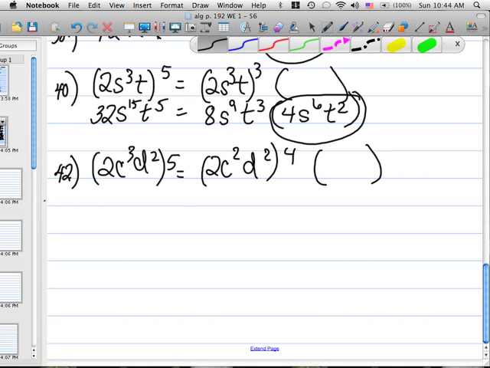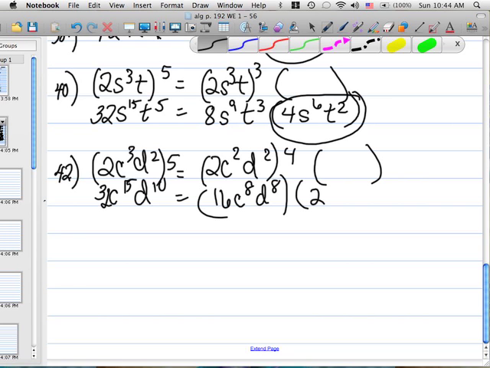First, take everything to the fifth power, so that's going to be 2 to the fifth is 32, c to the 15th, d to the 10th. And everything here to the fourth power, that'd be 16 c to the 8th d to the 8th. So 16 goes into 32 twice. And we have 8 from 15, so we need c to the 7th, and 8 from 10, d to the 2nd. So that's our missing factor.